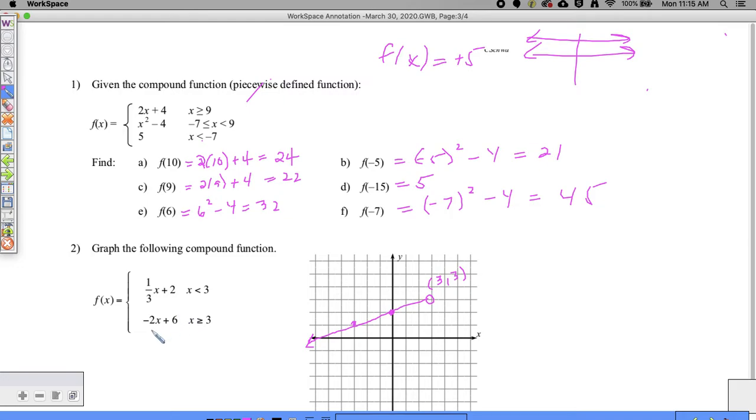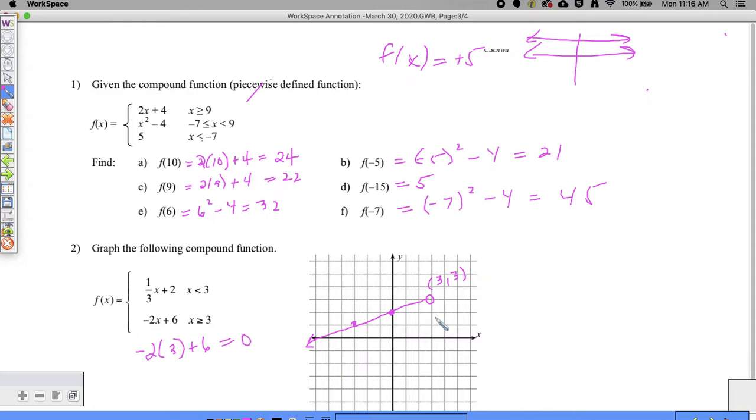Now, if you look at this one over here, if I plug 3 into this function, that means that that is part of it. So if I do this, I get -2 times 3 plus 6, which is equal to 0.